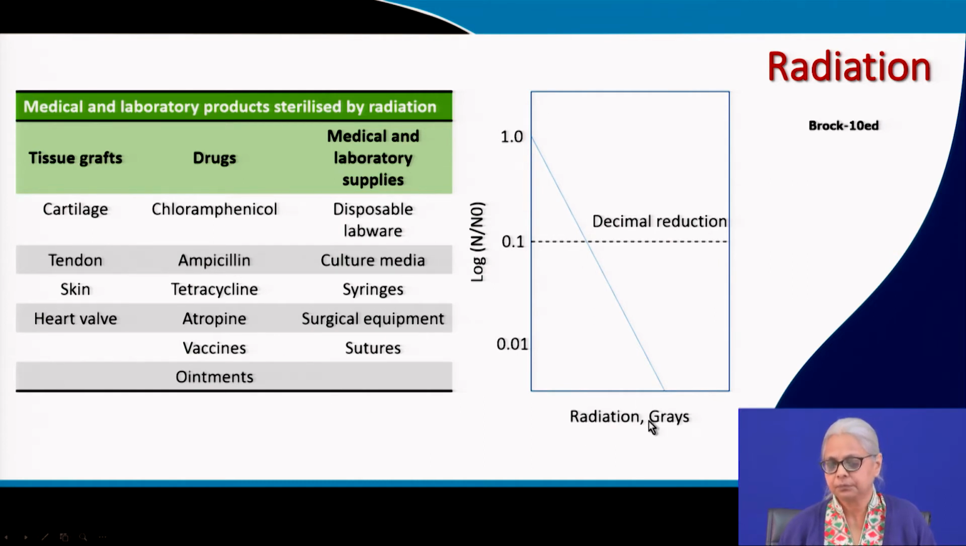And this is the decimal reduction in the number of cells. So N is the number of cells, N0 is the initial number on a relative scale starting from 1. If you get 1 log removal, that is decimal reduction, and the point at which the number of Grays at which you get 1 log reduction is what is shown over here.